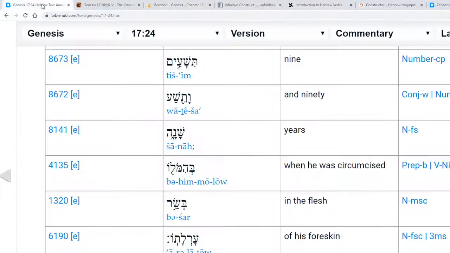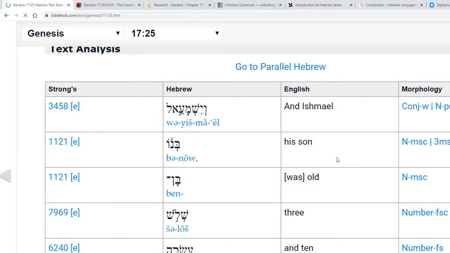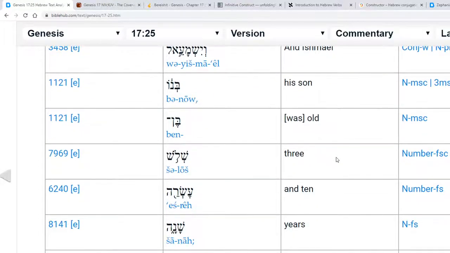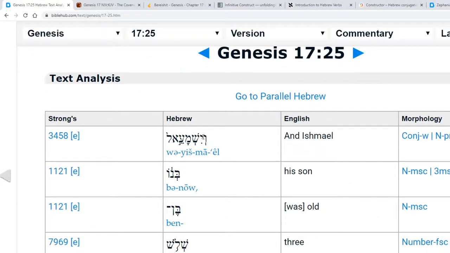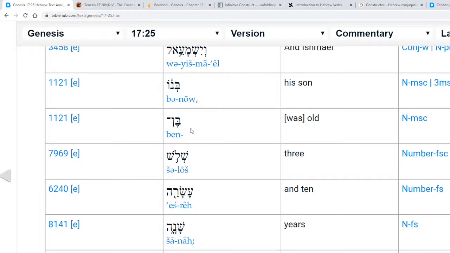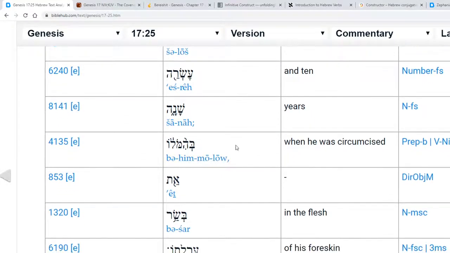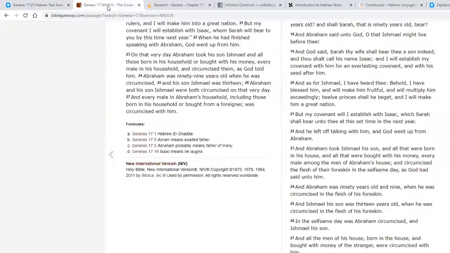Okay, I'm going to skip that Rashi. Although I like the Rashis, I'm not going to go over all of them. Vishmael beno ben shlosh esreh shana behimolo et besar orlato. So, conjunctive vav, Yishmael is his name, beno, his son, ben shlosh esreh, 13 years old. Shalosh means 3, esreh means 10, shlosh esreh is 13. Shana, year. Behimolo, prepositional bet, himolo is the infinitive, in circumcising, et, direct object marker, besar orlato, in the flesh of his foreskin. King James: And Ishmael his son was thirteen years old, when he was circumcised in the flesh of his foreskin. Okay?